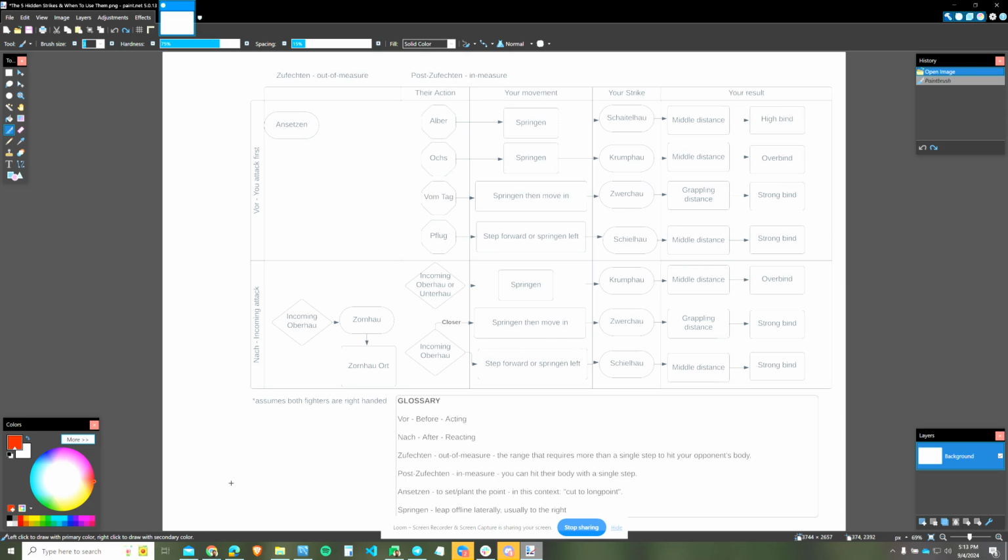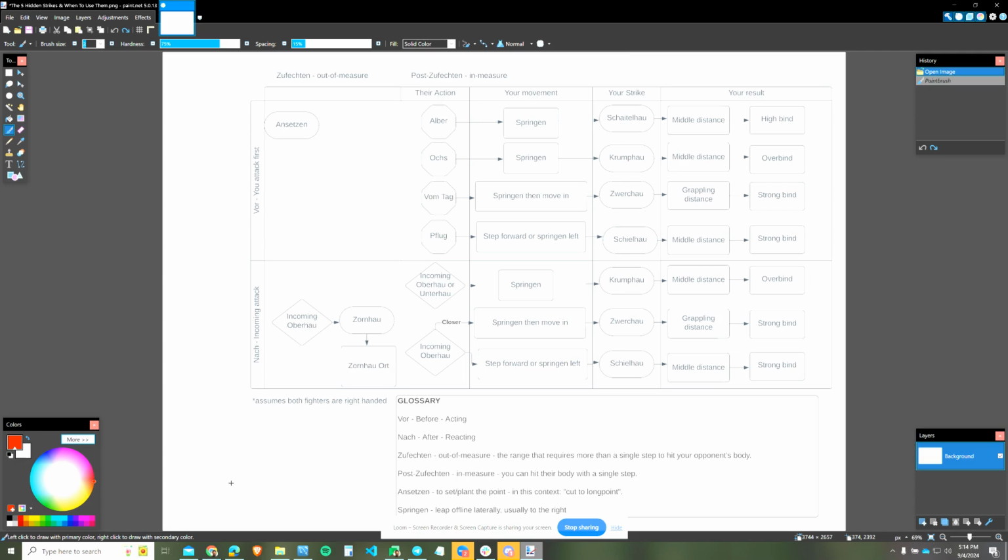So if you cross that line between Zufechten and post-Zufechten, and then they throw an Oberhau or an Unterhau, then we have our options. In this case, if it's an Oberhau or an Unterhau, and the end result is you want to stay in middle distance and have an overbind, you can spring in, you can Krumphau, and then you end up in that middle distance and overbind.